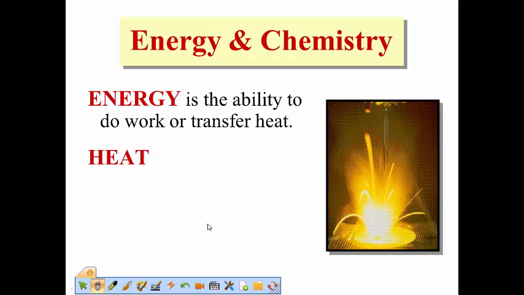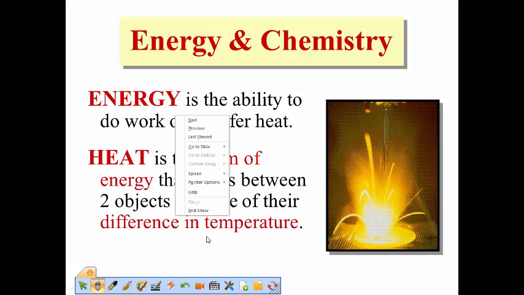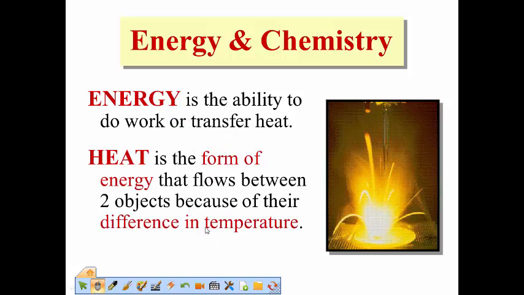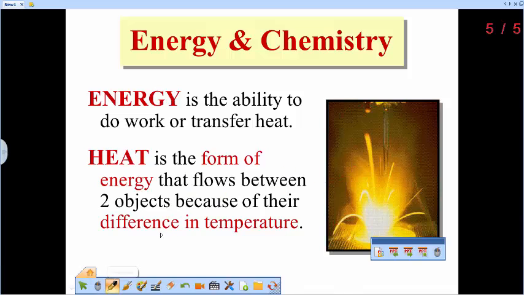Energy is defined as the ability to do work or transfer heat. And heat itself is defined, and get this thing to work. There we go. Heat is the form of energy that flows between two objects because of a difference in their temperature. So in order for heat to transfer, objects must come in contact with each other and they must have a difference in temperature. Okay?